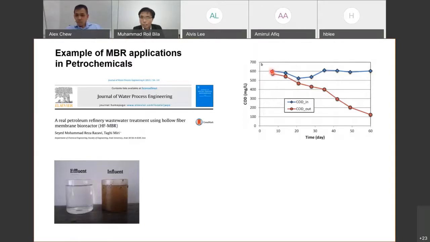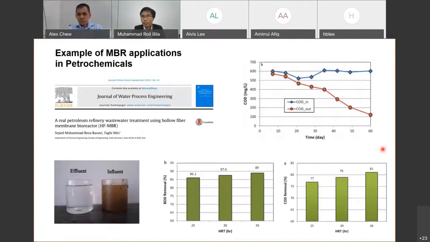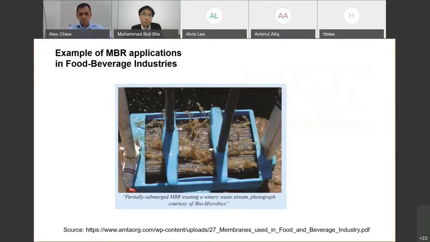So how the system is developed. Basically, this is when they run on day 10, you have about the same COD at the inlet and outlet. And then as time passes, when more microbes are growing in the system, the COD goes down, with the removal efficiency going up to 86 to 89%. Here is BOD removal, and this one is COD removal.